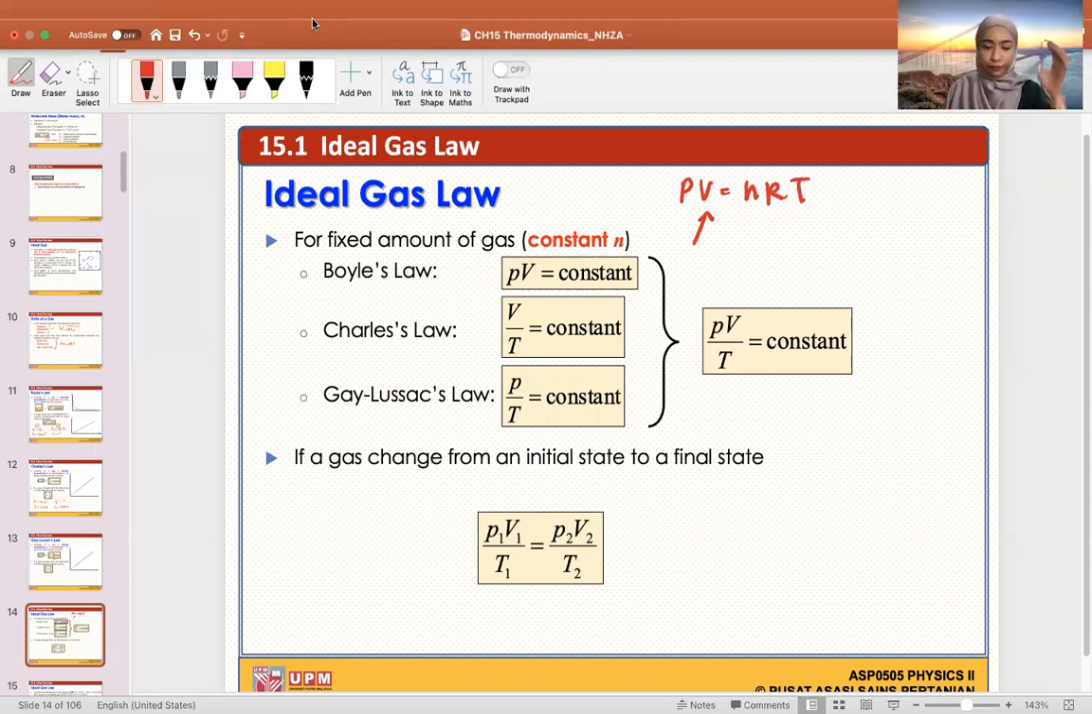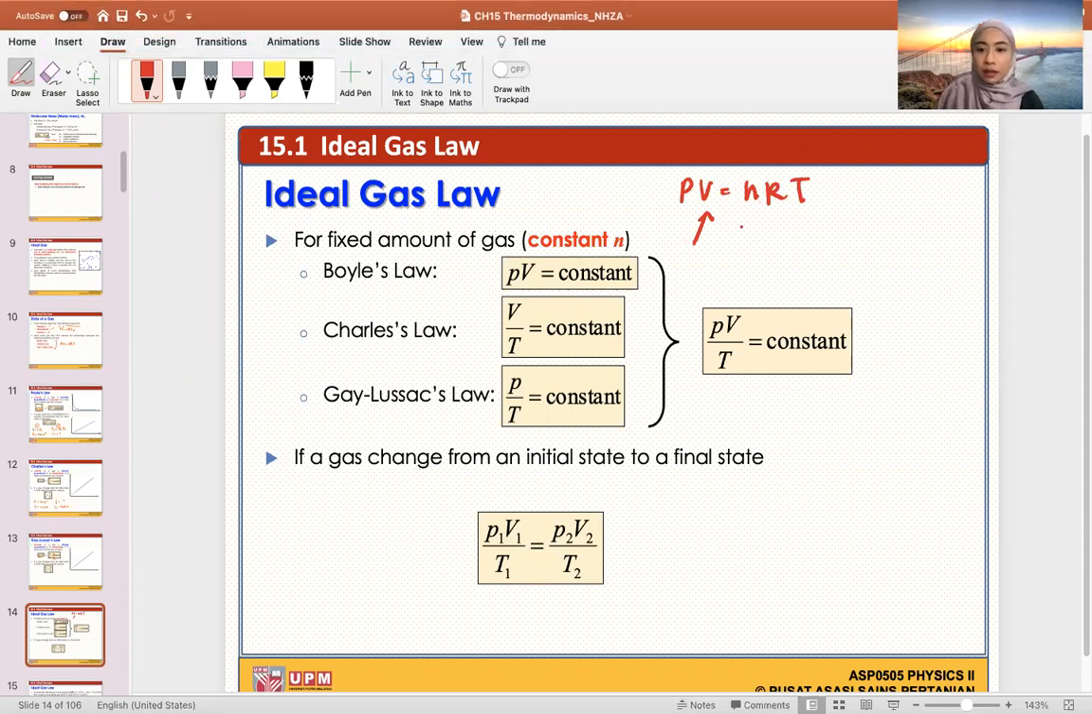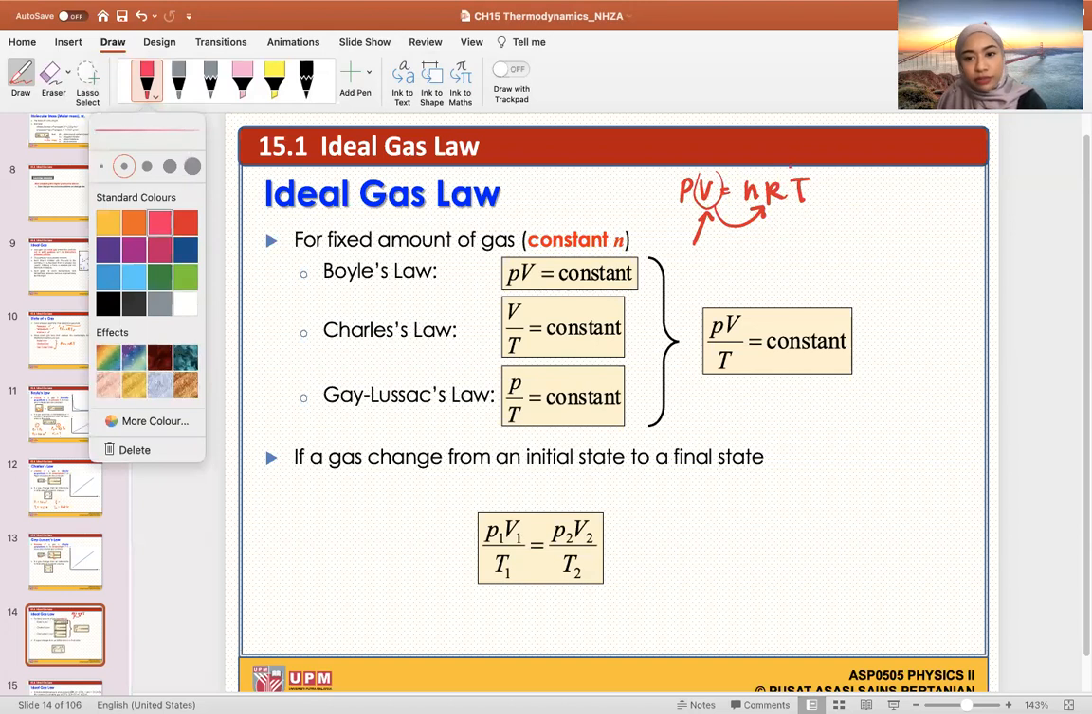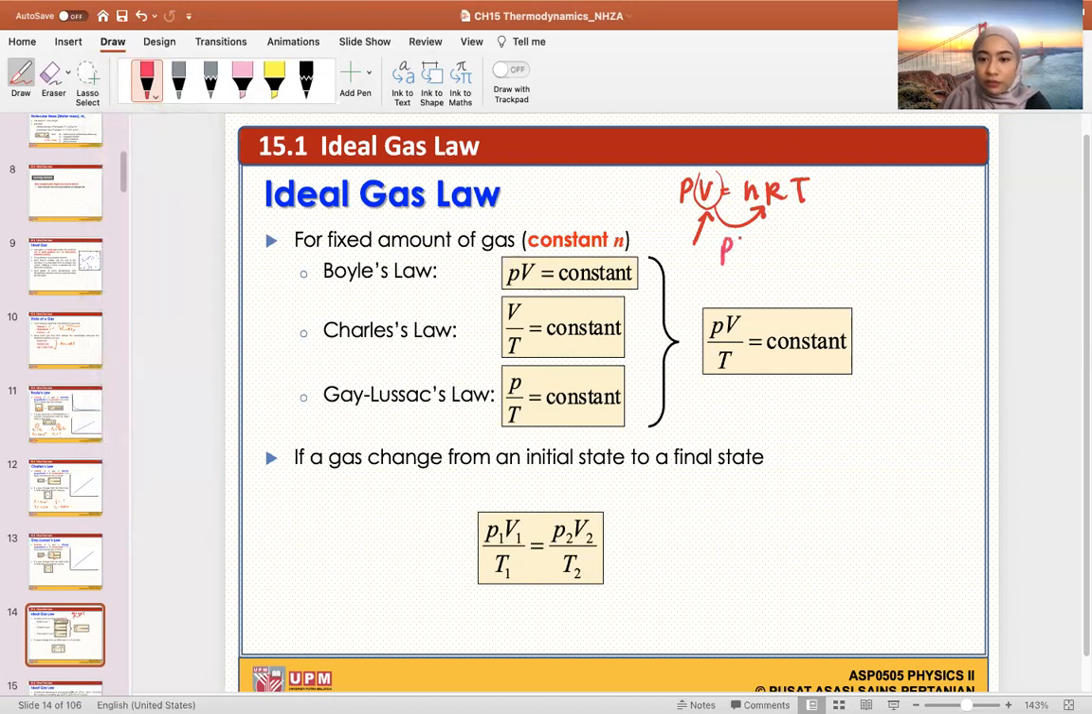Okay, so we start with PV equals nRT. If the question says your volume is constant, which means that this is a constant, right? It belongs to the constant side. So n is constant, your mole does not ever change, your R does not change, it's a universal gas constant. So if the question says volume is constant, let's move it to the other side.